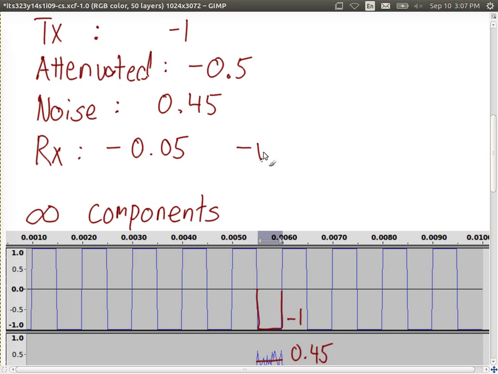Okay, what bit implies bit zero is received? We've got exactly the same noise, same attenuation, but two different signals, one with one component, one with an infinite number of components. With the infinite number of components, we don't get a bit error. With one component, we do get a bit error. This example is trying to show the fact that the more components you have in the signal, the more accurate it is, the less chance of bit errors.